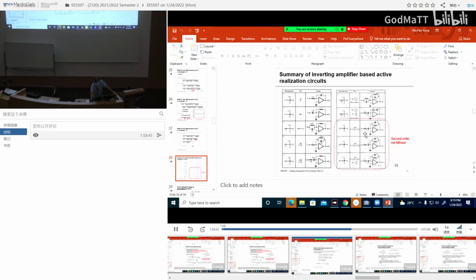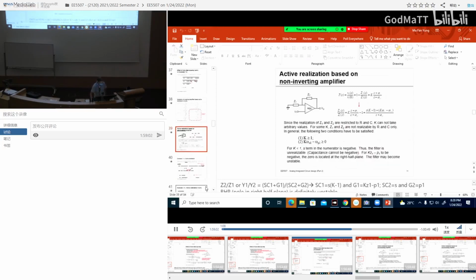So you see the special case: input is a resistor in series with a capacitor, feedback is a capacitor in parallel with a resistor. You end up with a second order in the denominator.